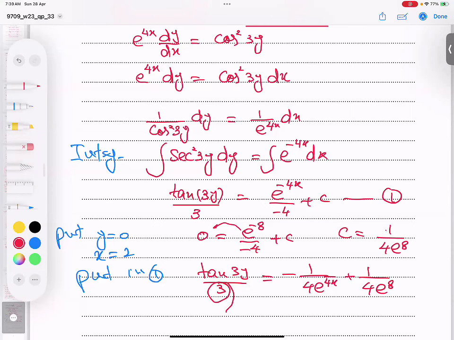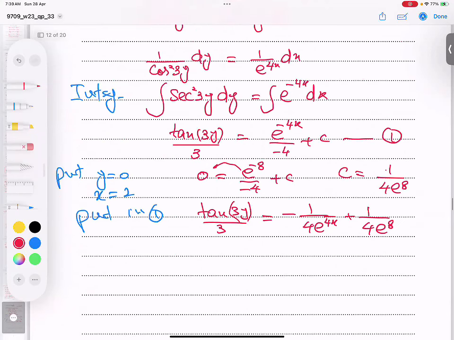First of all, this 3 we have to eliminate. And then eliminate tan, then eliminate 3. So step by step. Make sure this is the angle. You can't cancel this 3. Make sure this is an angle. So first of all, this 3 will multiply there. So we will get negative 3 over 4 e to power 4x, positive 3 over 4 e to power 8.